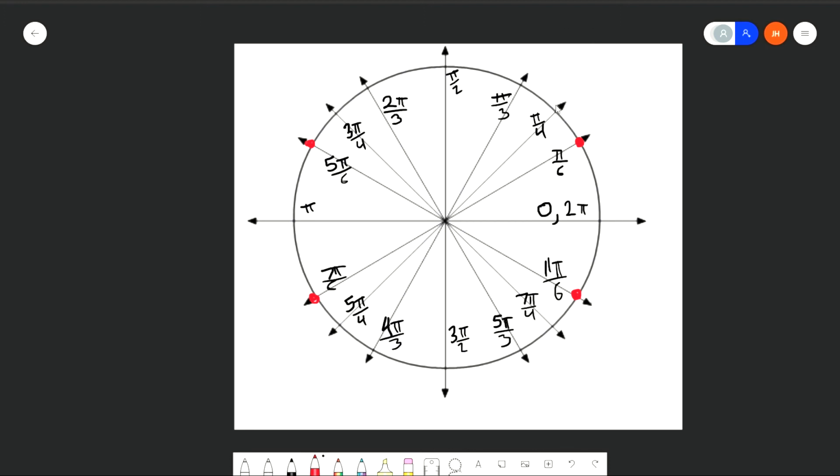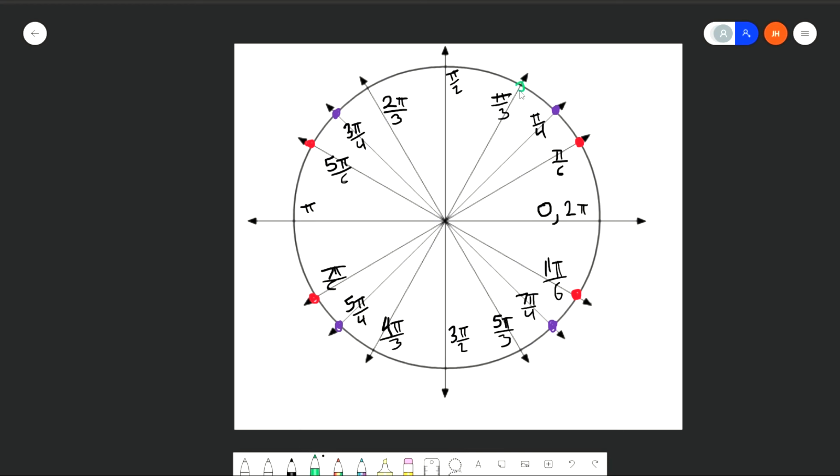The middle diagonals are always my pi over 4's. So here's pi over 4, and really I'm just counting by them. I have 3 pi over 4 here, 5 pi over 4 here, 7 pi over 4 here. Once again, notice that none of the numerators are divisible by 4. They don't have any common factors, because if they did, it would have simplified. And finally, we've got the pi over 3's.